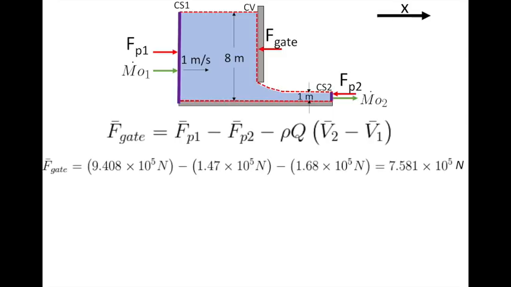I can just plug them all in and clean it up right here. This is what I came up with: 7.581 times 10 to the 5th newtons. Okay, so that's our raw number. I can take that and turn it into something a little more reasonable, watching our sig figs. If I convert that to kilonewtons, I find that the force on my gate is equal to 760 kilonewtons.